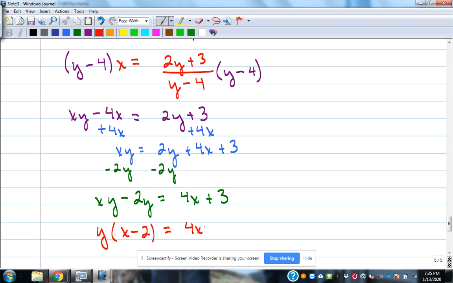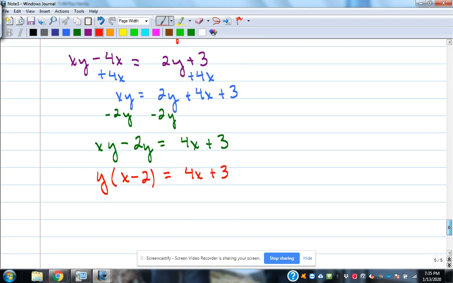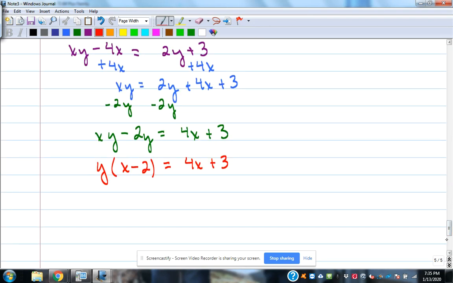It's going to be one step closer to getting it done. We're almost done. We're one step away now. What's going on between y and this parenthesis here? What operation? And what math do we do when we distribute? We multiply. So this is really y times this stuff. The inverse of multiplication, or the opposite of multiplication, is division. I want to leave y by itself, so I need to divide by the other stuff. The other stuff is x minus 2. So I'm going to divide both sides by x minus 2.